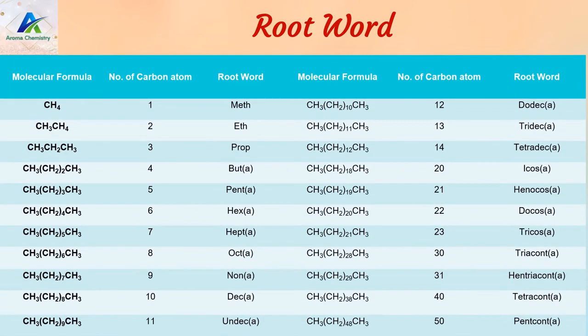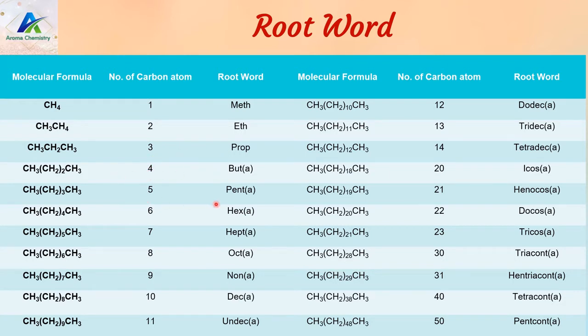First is the root word, the basic unit in naming a continuous chain of carbon atoms. Simply, we can say the root word indicates the number of carbon atoms in the linear chain. If the number of carbon atoms is 1, the root word is meth. If the number of carbon atoms is 2, the root word is eth. And 3 is prop. And 4 is but.